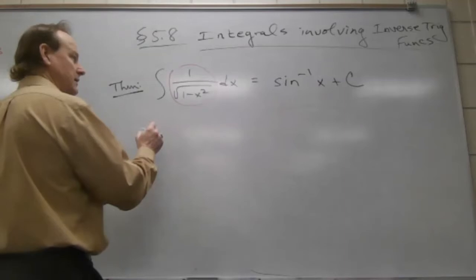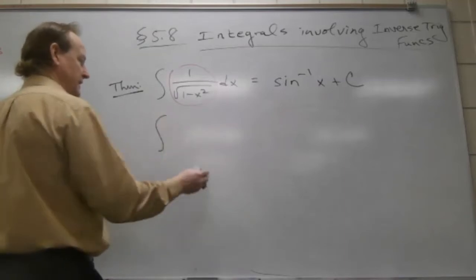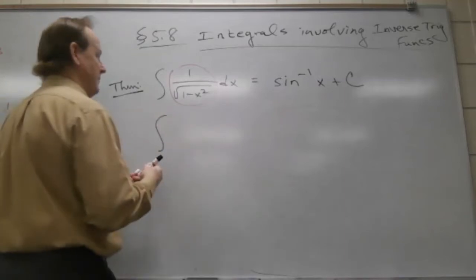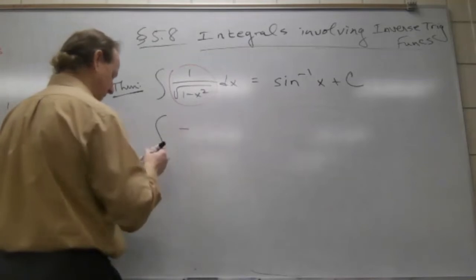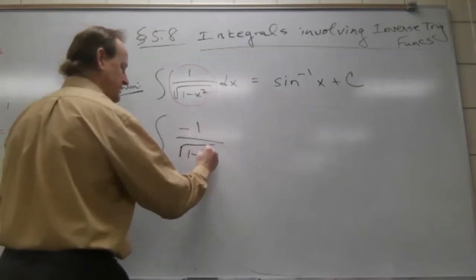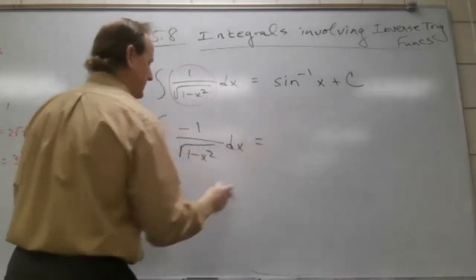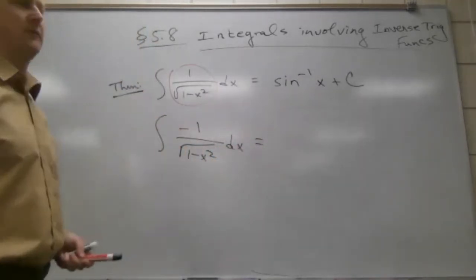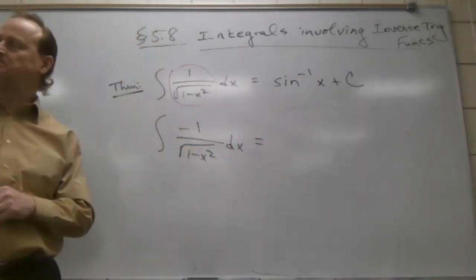And then what else do we have? We can do a lot of these. Let's put a minus sign on here. If I have minus 1 over the square root of 1 minus x squared dx, the derivative of what is minus 1 over the square root of 1 minus x squared?